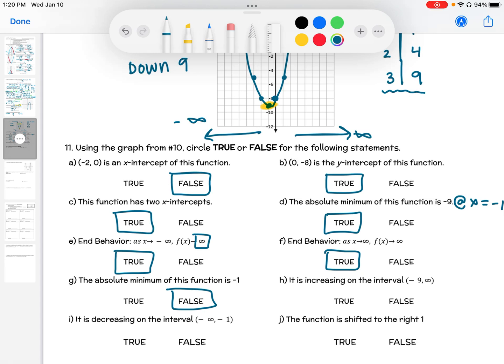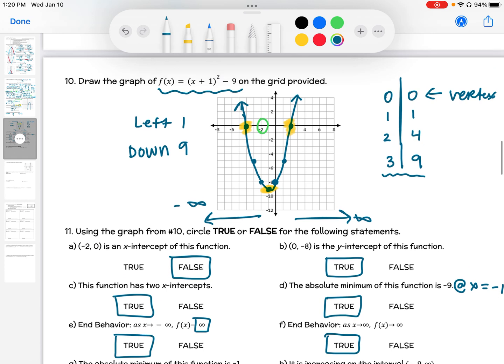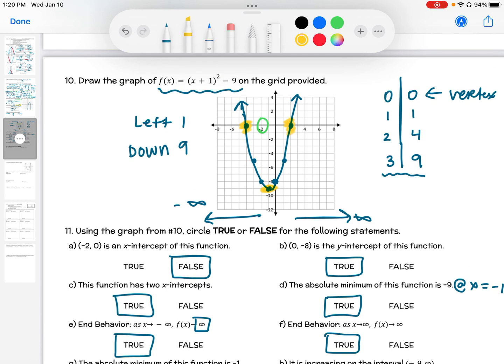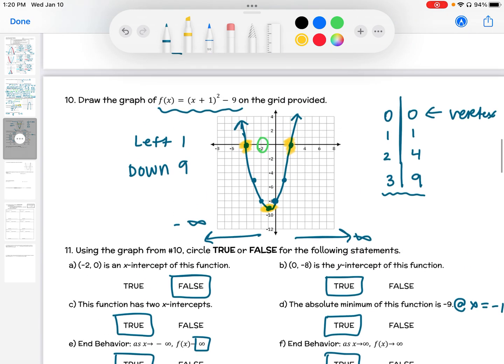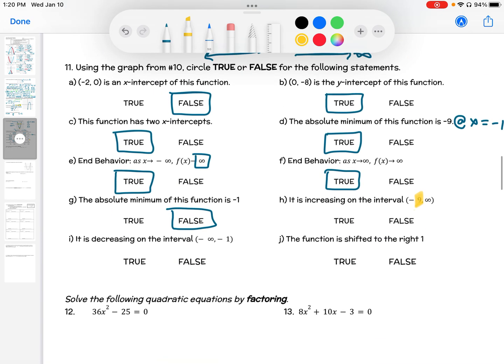For H, it is increasing on the interval negative 9 to infinity. So let's see, negative 9. So remember, this is kind of like a trick. Negative 9 to infinity. Negative 9 is going to be the y value of our vertex, but we always want our increasing, decreasing to be x value. So it's not the x value of the vertex, so this would be false.